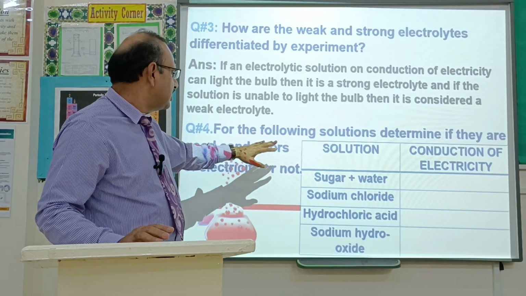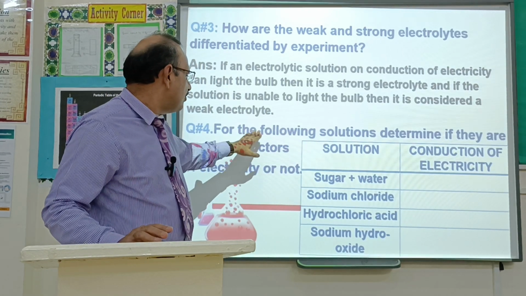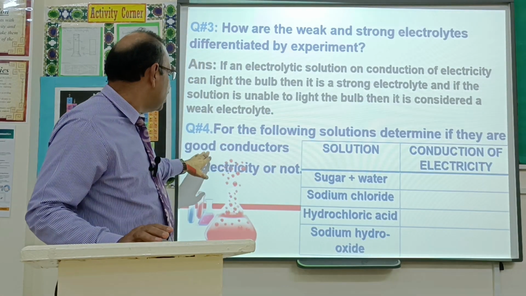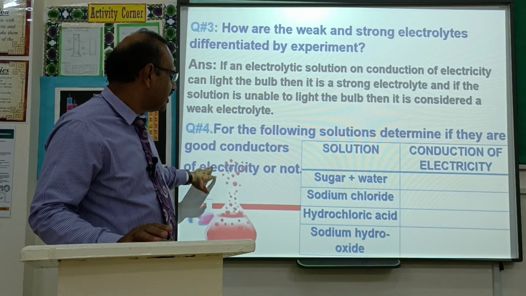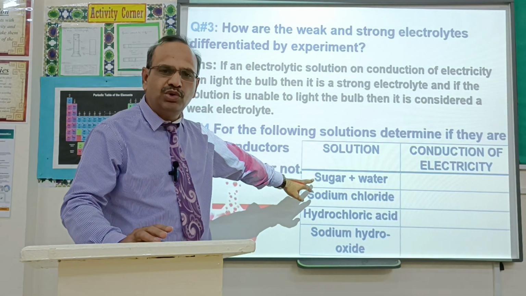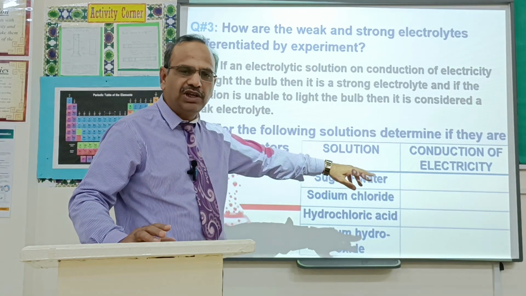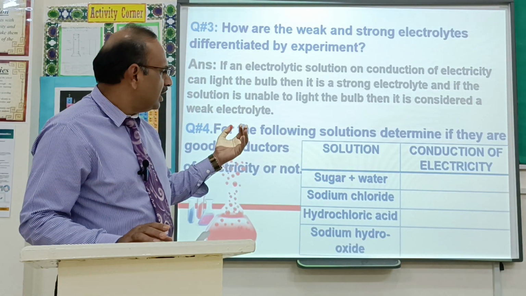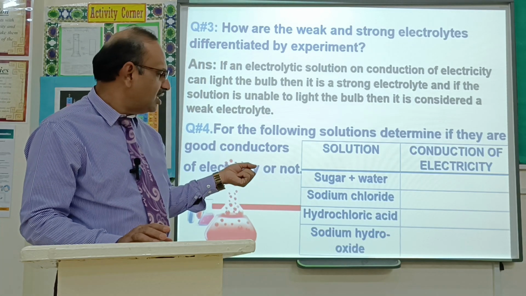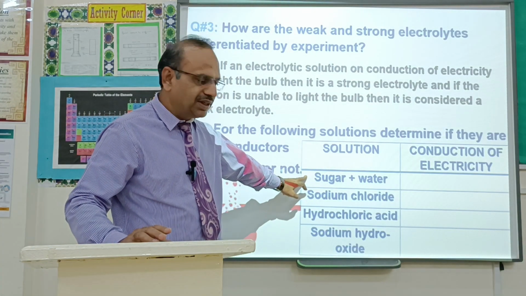Someone may ask like the following: for the following solutions, determine if they are good conductors of electricity or not. Solutions are given to you, and with your chemistry knowledge you can suggest. Like sugar plus water, can it conduct electricity or not? It will not conduct electricity.